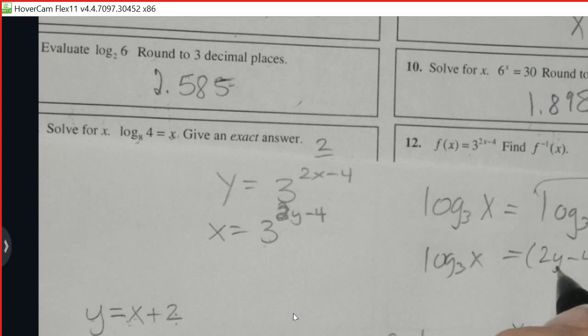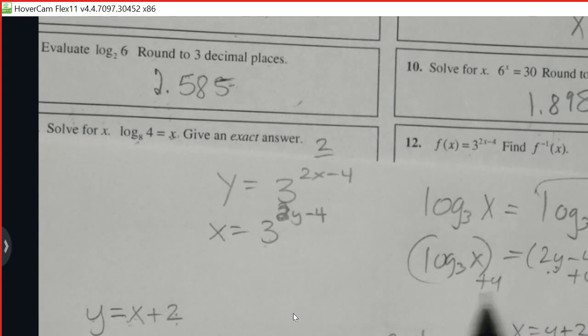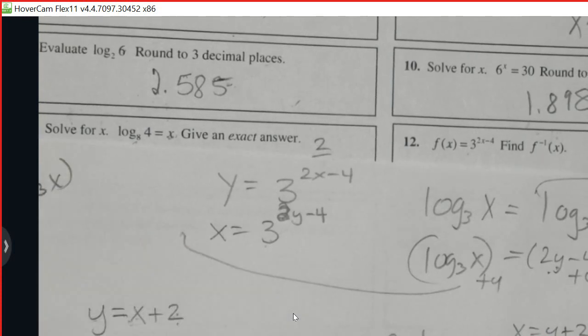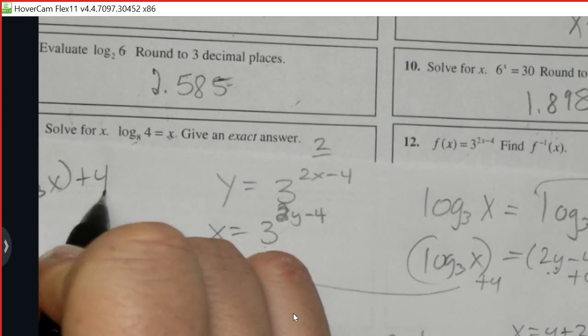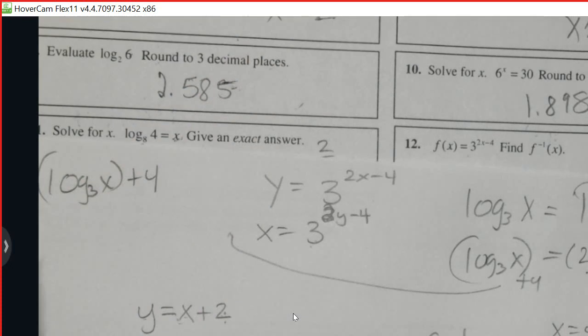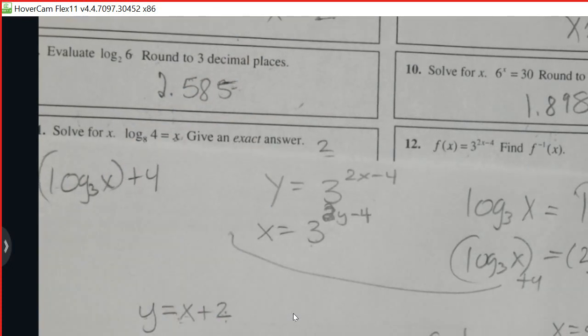And now my whole goal is to isolate the y. So I'm going to take this value and I'm going to add 4 to it. I know this is ugly, but I'm going to come up here. I have log base 3 of x. That's one quantity. And I'm going to add 4 behind this. I do not want you to mistake that the 4 gets added onto the value of x. I first equate this and then add 4.